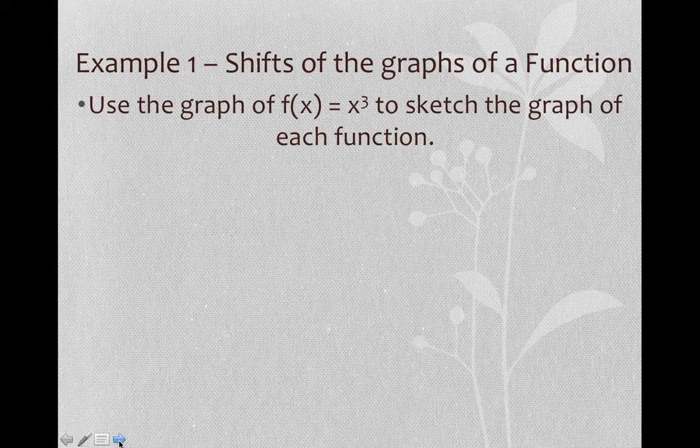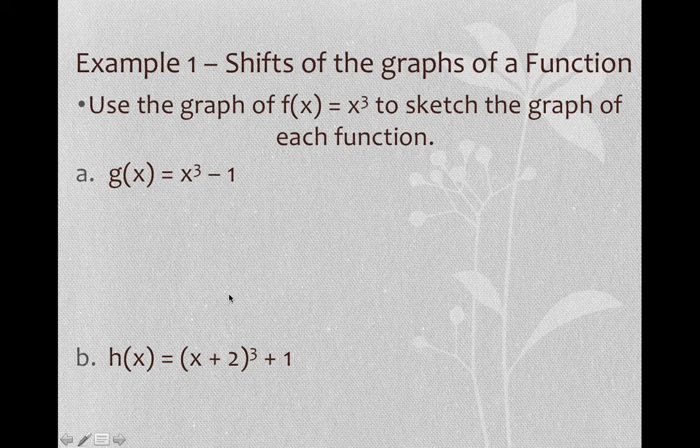Okay, let's look at an example. We're going to use f of x equals x cubed to sketch the graph of each function. So here's x cubed minus 1 for g of x. This is outside the function, so I would expect this to go down 1 unit. This one, x plus 2 on the inside of the function, I would expect this to go left 2, and plus 1 on the outside, I would expect it to go up 1.